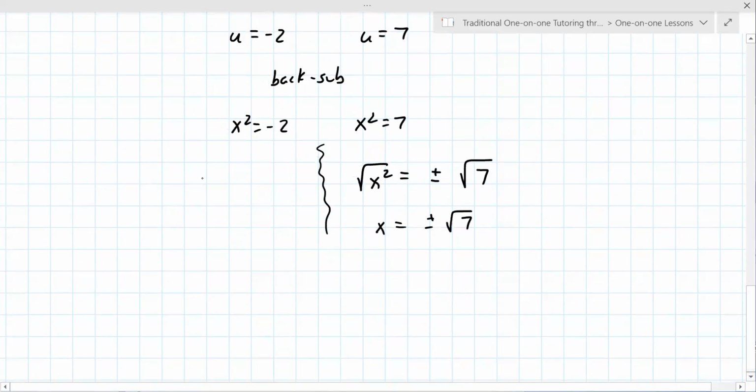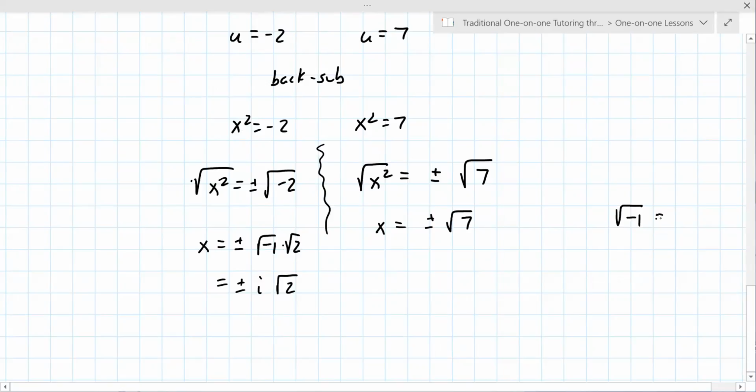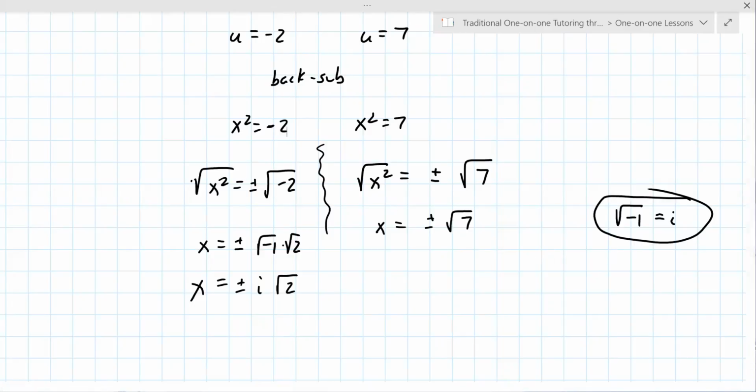On the left here, again, the square root of x squared equals plus or minus the square root of negative 2. x equals plus or minus the square root of negative 1 times the square root of 2, so plus or minus i square root of 2. Again, that square root of negative 1 is always i. If you didn't fully understand that, you should start patterning. You should realize, oh, if it's a square equals a negative, my answer is going to have an i in it. That will also help to reduce some of the answers.